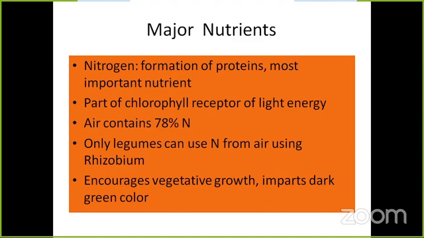The air itself contains nearly 78% nitrogen in nature. However, plants cannot use this directly, with the only exception of legumes, the plants belonging to leguminosae. They can use nitrogen from the air using a symbiotic bacteria called rhizobium. This rhizobium stays in the soil on the roots of these legumes. Legumes are basically the pulses, the dal, all kinds of dal or pulses.